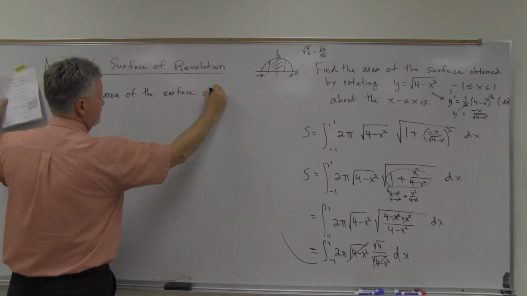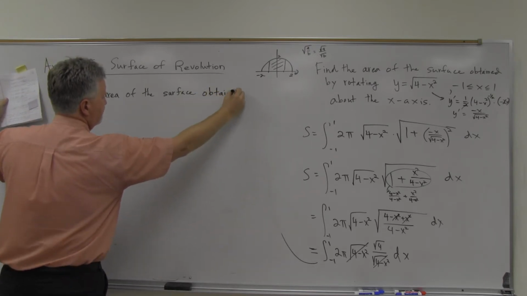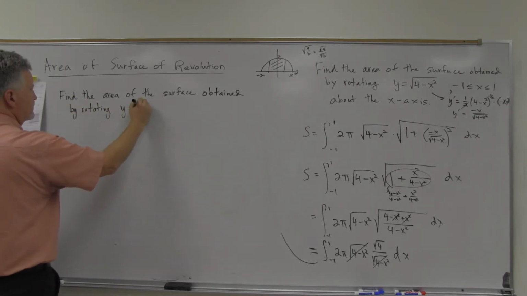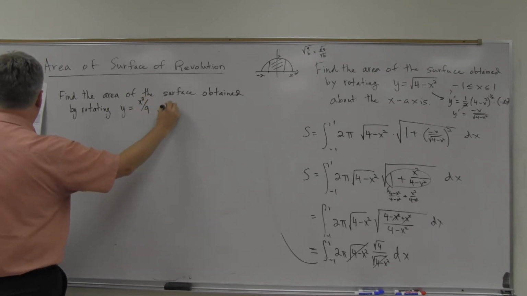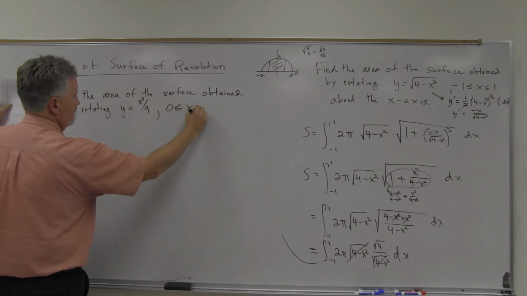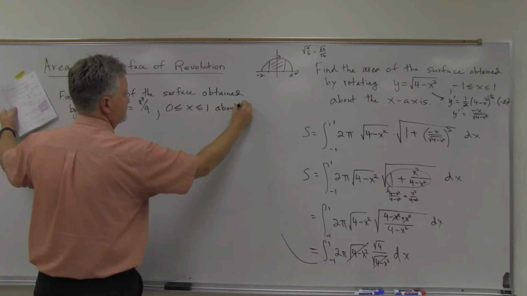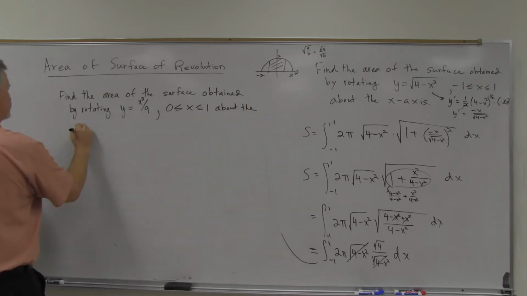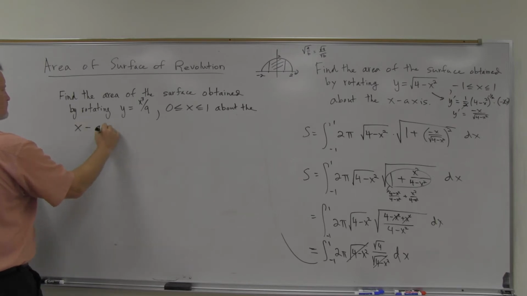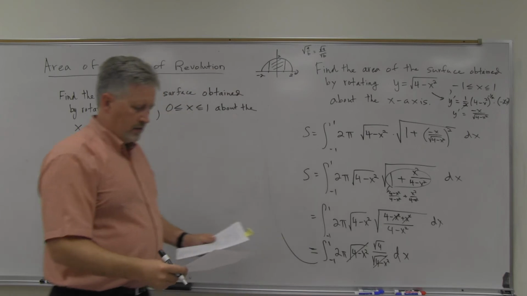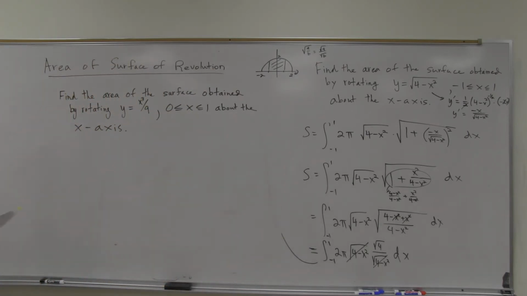Obtained by rotating y equals x cubed over 9, x is between 0 and 1, about the x-axis. All right, so let's see what good stuff we run into here.